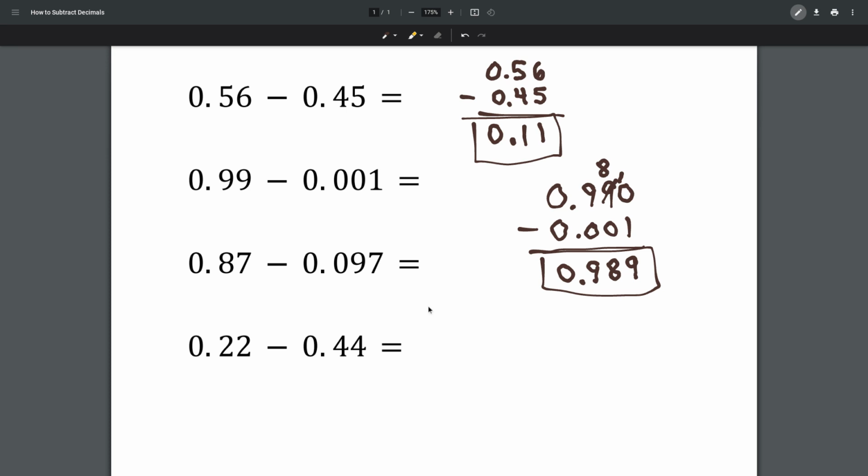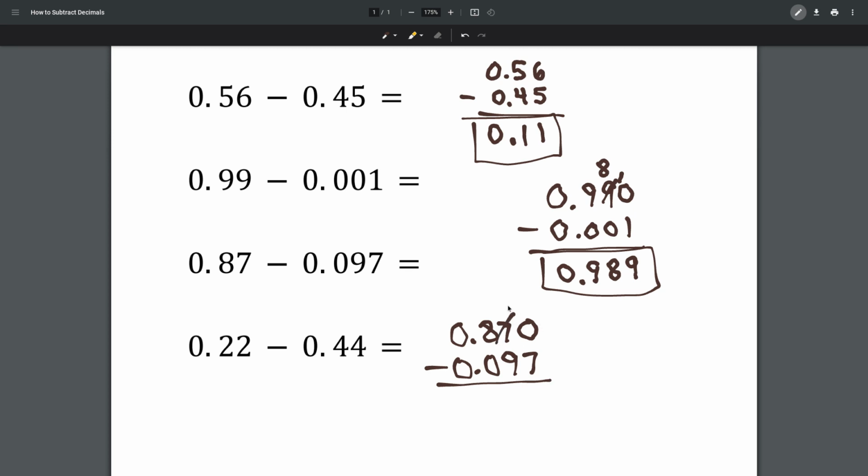Okay, third one, we have 0.87 minus 0.097. So again, you'll see why this is important to line up with the decimal point here. If I didn't do that and I tried to subtract 0.87 minus, let's say, 0.97, I get negative 0.1. I would have messed myself up. Okay, so for this one, I need 3 places past the decimal point. So I'm going to add a 0 here.